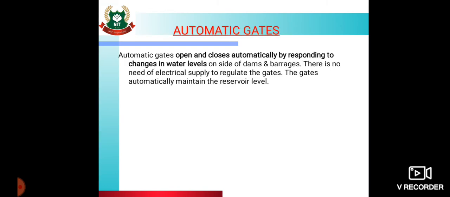Then automatic gates. Automatic gates open and close automatically by responding to changes in water levels on the side of dams and barrages. There is no need of electrical supply to regulate the gates. The gates automatically maintain the reservoir level. So first is Reynolds gate and second is Echevarria gate. These are the two types of automatic gates.